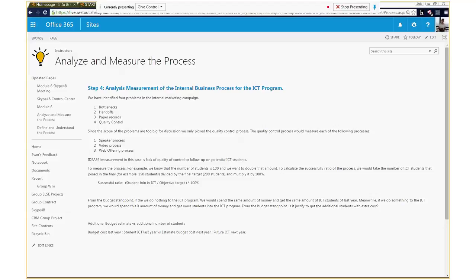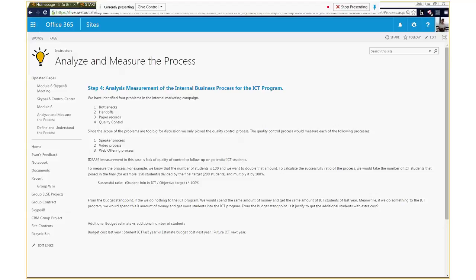Okay. I think I am getting the idea. Okay, good. If you don't mind, I'm just going to read out loud the rest of what you've got here, starting after where you say since the scope of problems are too big for discussion, we're only picking the quality control process. So the idea for measurement in this case is lack of quality control to follow up on potential students. I don't disagree with that.